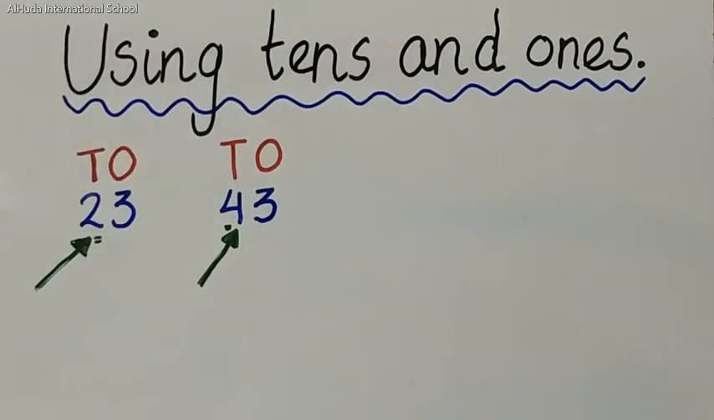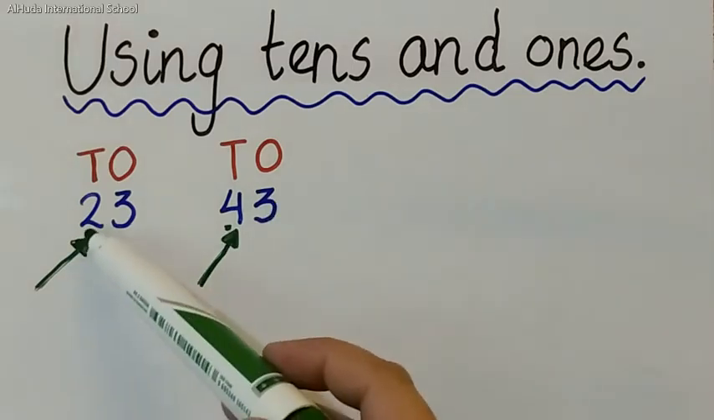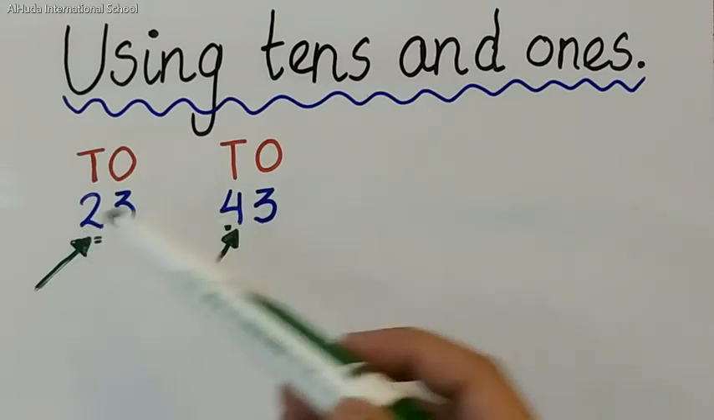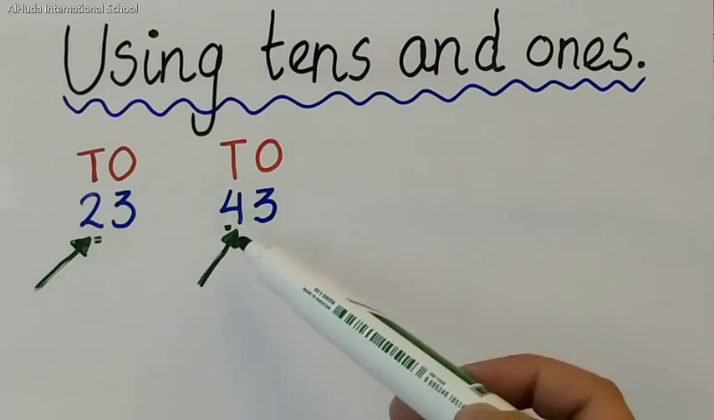Now let's compare these two numbers and find out which number is greater and which number is smaller. What are we going to do first? We will look at the tens place first. So in tens place first, we have 2 here and here we have 4. So is 2 greater or is 4 greater?